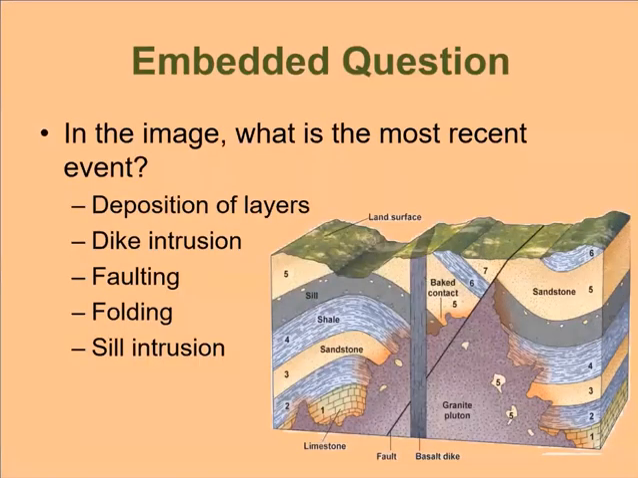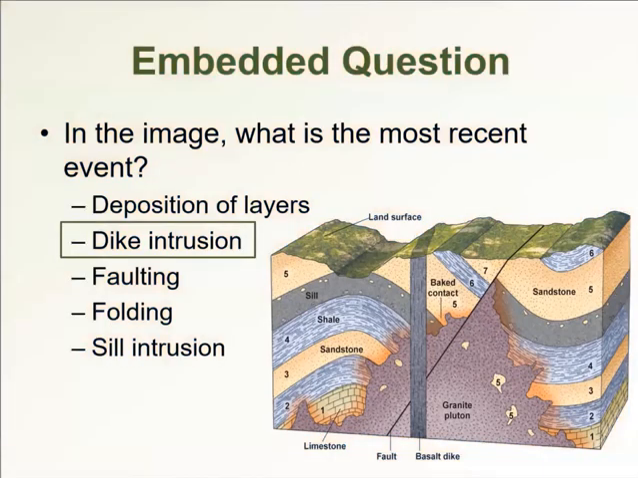So this block diagram, same one I just showed you. In this image, which one of these is the most recent event? The deposition of layers, the dike intrusion, okay, the faulting, the folding, is this bending, or the sill intrusion, and the sill is this guy there.